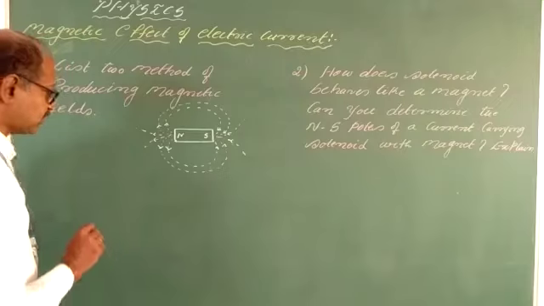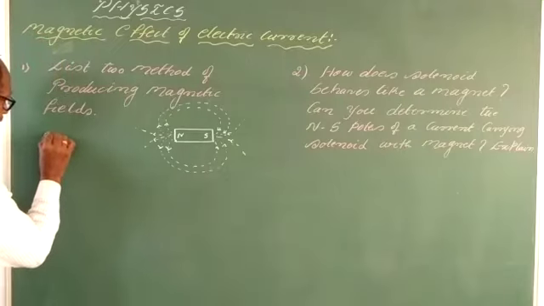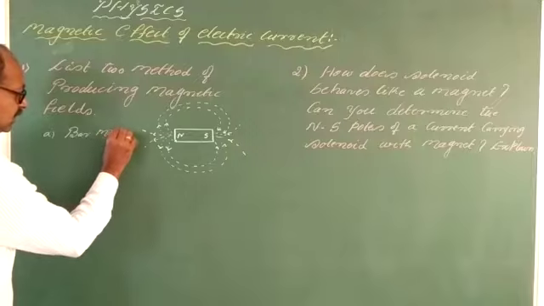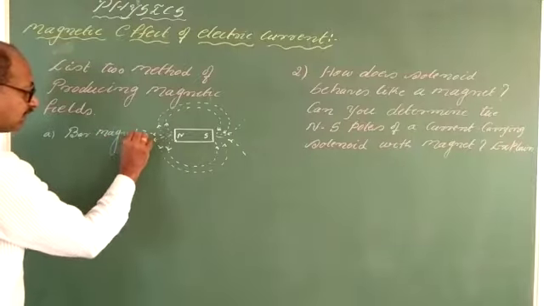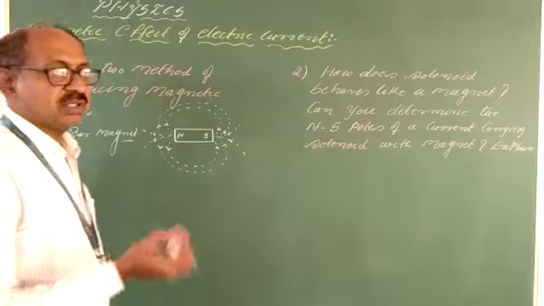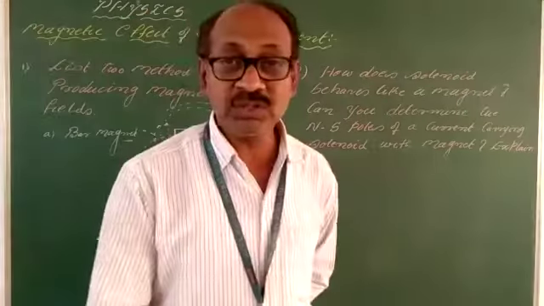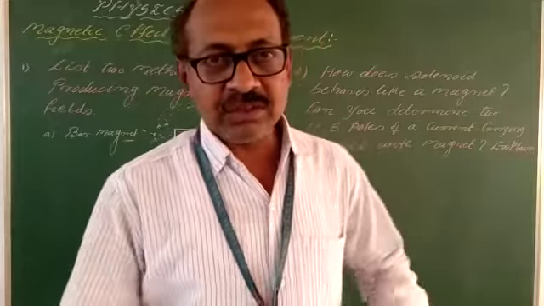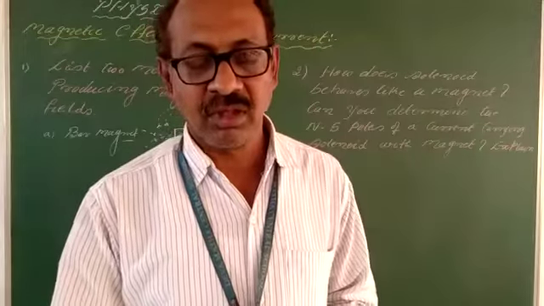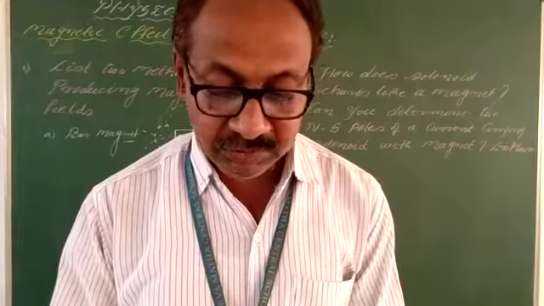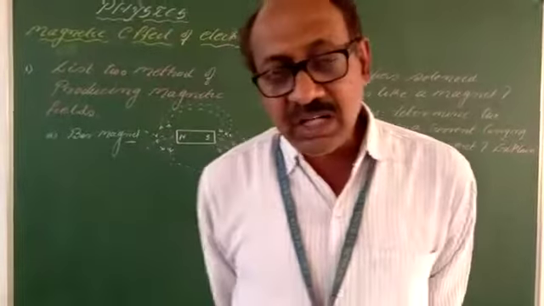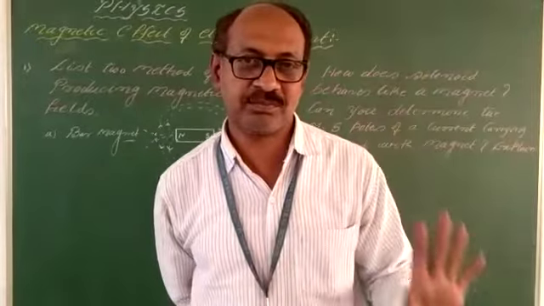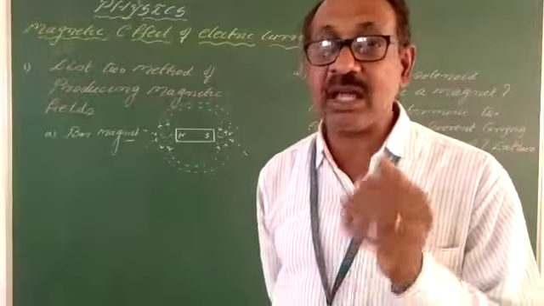The first and foremost thing is that by using a bar magnet, or we can just say magnets, we can produce a magnetic field. And what is the second one? The second one, you already know, is a straight wire carrying a current.